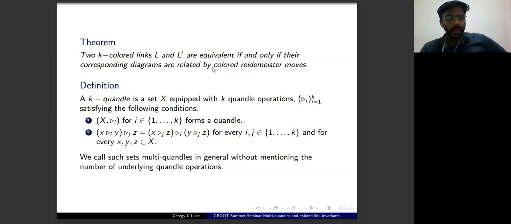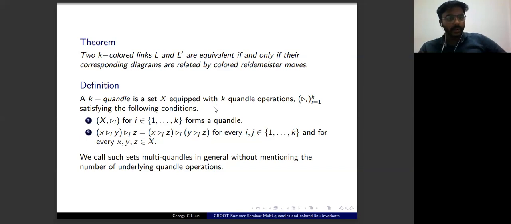And for the converse direction, since they are colored Reidemeister moves, they are actually just deformations, and then it's basically ambient isotopy, and similarly the color should also be preserved there.